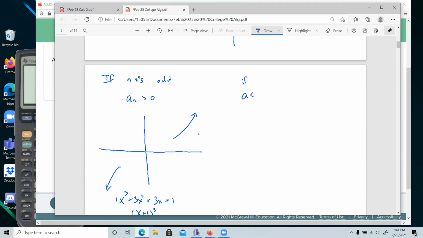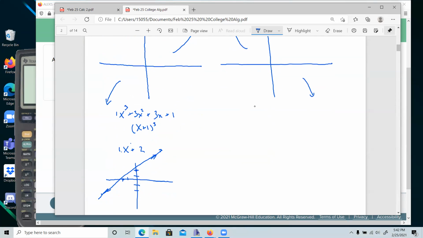If a sub n is negative, we're still talking about odd degree polynomials here. If the leading coefficient is negative, then this is going to flip. So something like 3 minus x cubed. It's an odd degree, and the leading coefficient is negative. This one, when x is 0, y is 3, and that goes through the 3 there.